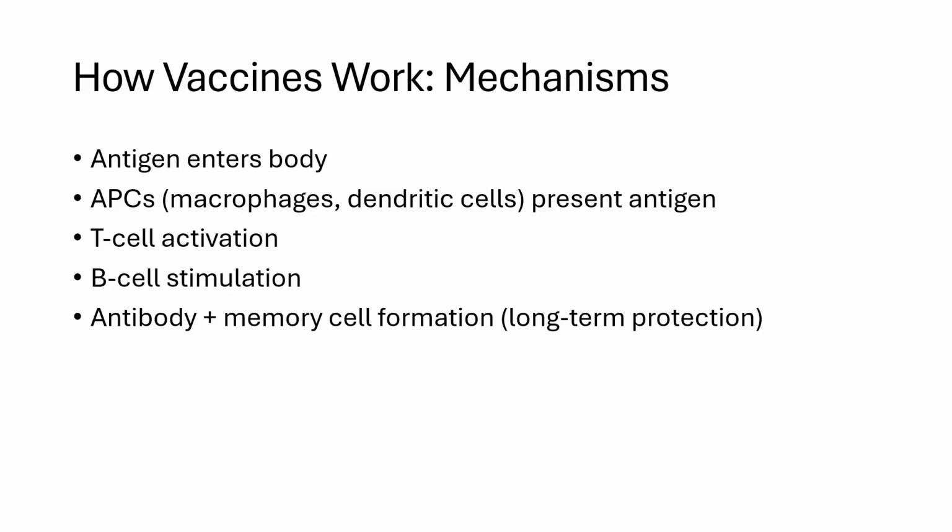This leads to T cell activation. T cells are like the commanders in the immune system, and they get an alert to help and coordinate the rest of the response. Your B cells are stimulated. These are the antibody factories, and they make the specific antibodies to that antigen to help neutralize it. And then over time, we get that memory cell formation. Some T and B cells will turn into memory cells, which will stay in the body. This gives us that long-term protection. So the immune system remembers how to fight the real infection should it occur.